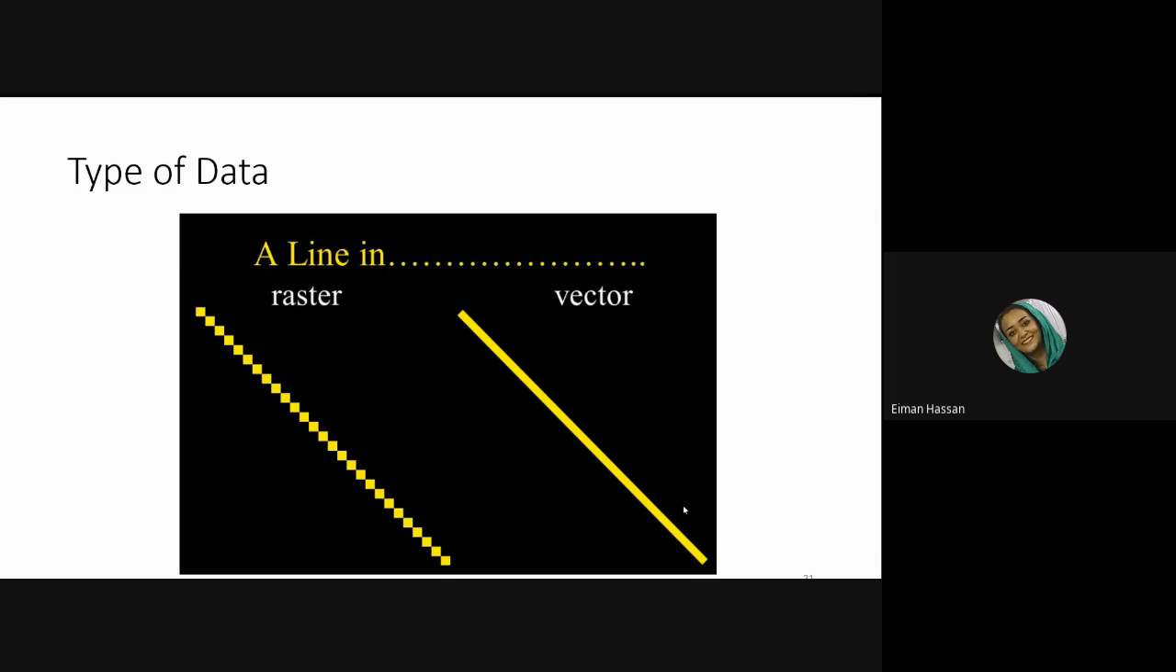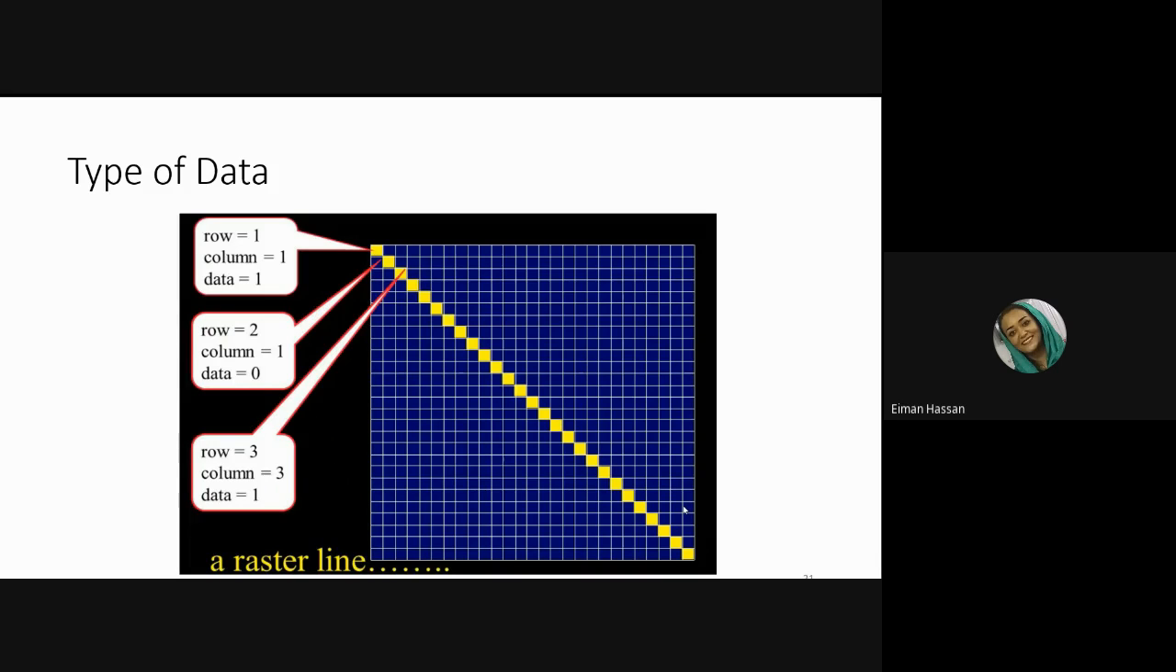A line could be raster or vector, and you see the difference usually between raster and vector. So rasters always give a cell or cellular or pixel view, and the vector is just giving a line. So here we can see the difference.